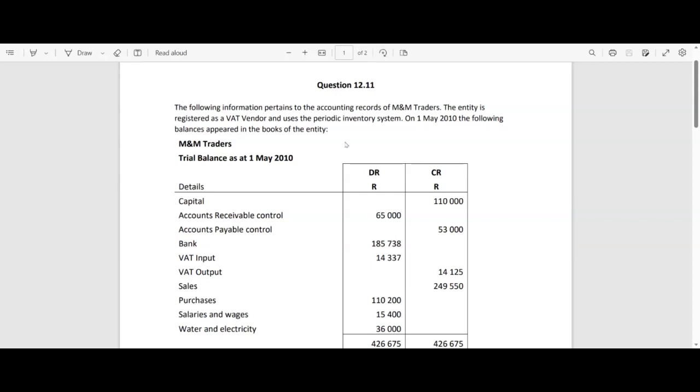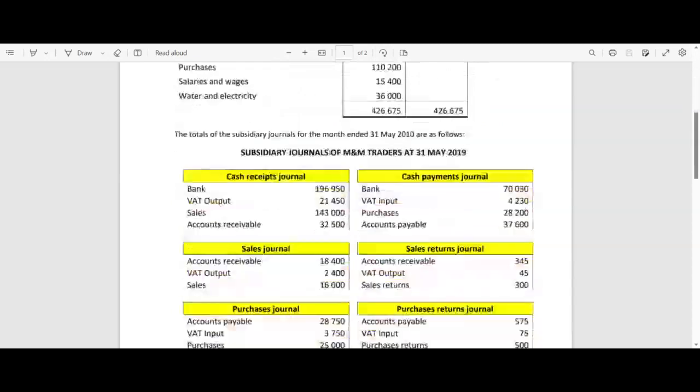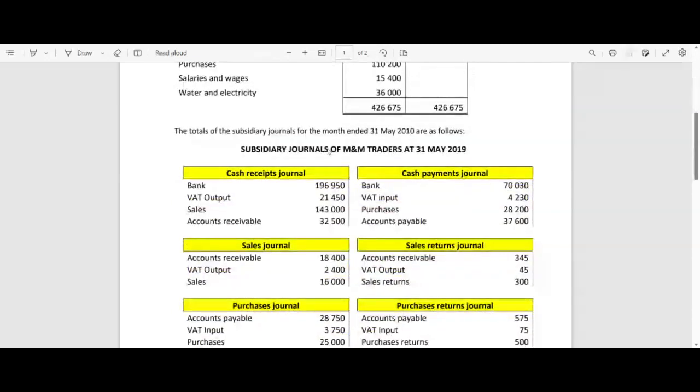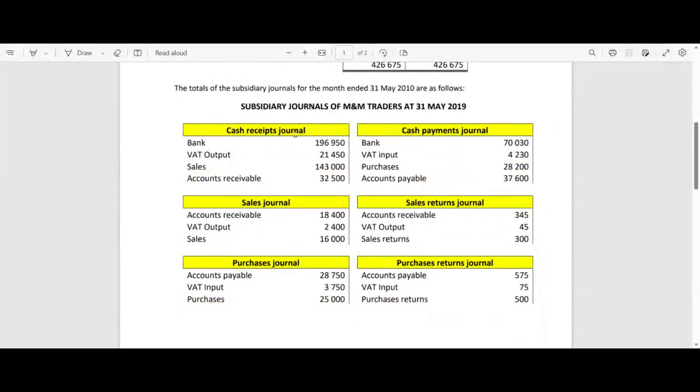Okay, so this was the question, ladies and gentlemen. What we've done last time is we looked at which are the special journals that we need to open. And you'll remember we opened a cash receipts journal, a cash payments journal, a sales journal, a sales returns journal, a purchases journal, as well as a purchases returns journal. And then we also added all those balances, let's say for the first half of the month.